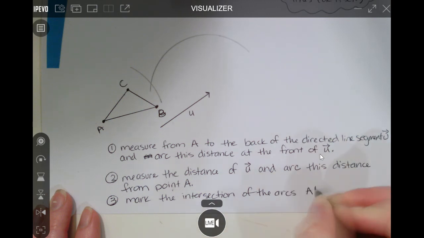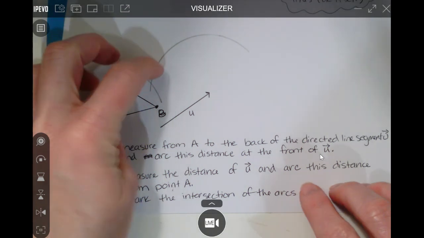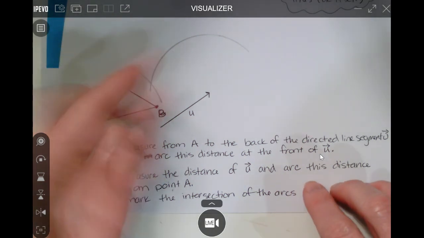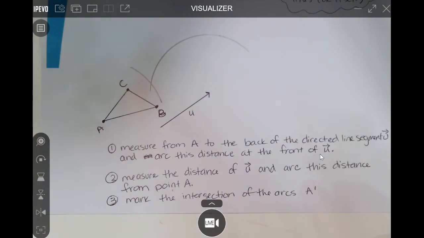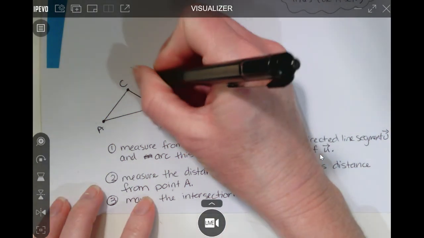A prime. If your arcs didn't intersect, like if your first arc stopped up here, you just need to go back and make it longer. So I would advise you to make very big arcs so that you don't have to go back and try to make your arc longer so that they intersect. So this is my A prime.